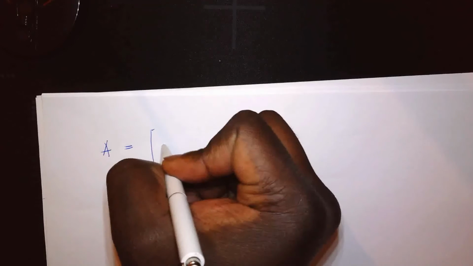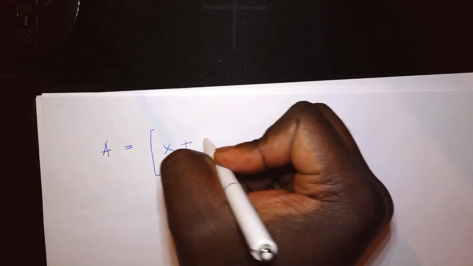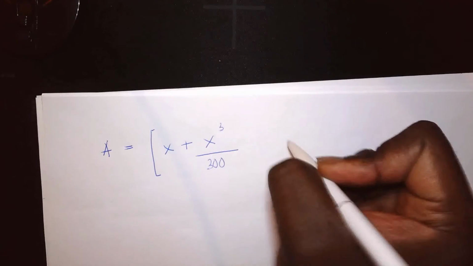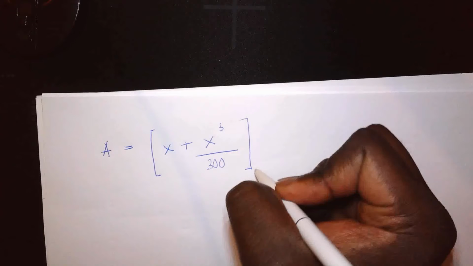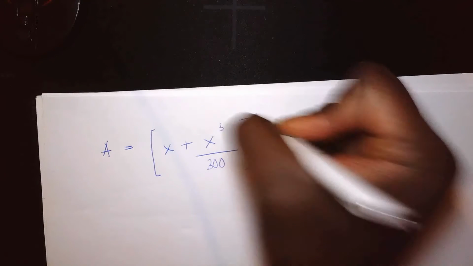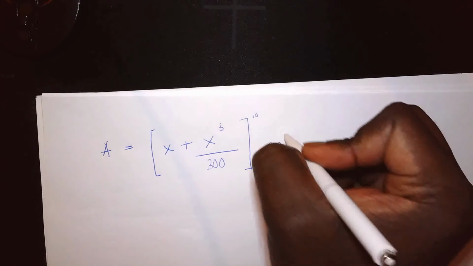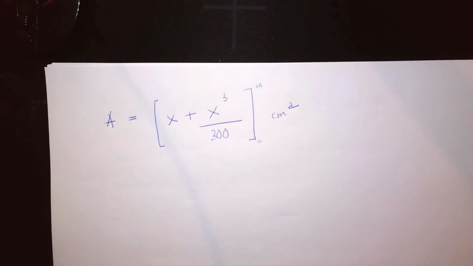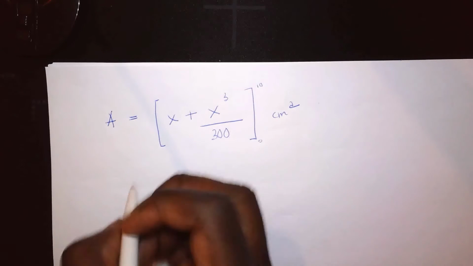So A is equal to, integrating each term with respect to x, x plus x cubed over 300, with the limit 0 to 10. And this would be in centimeter squared. I'm going to work it out in centimeters squared, and then convert it to millimeters squared, to make life easy for us.